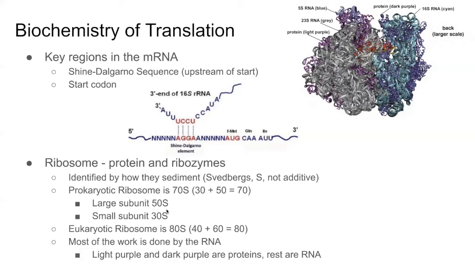Eukaryotes have a similar one, but it's a little different. Instead of 30 plus 50 equals 70, they have 40 plus 60 equals 80. And as I said earlier, most of the work in translation is governed by the RNA. So this really supports the idea that RNA is the first living molecule that can both replicate and act as an enzyme.